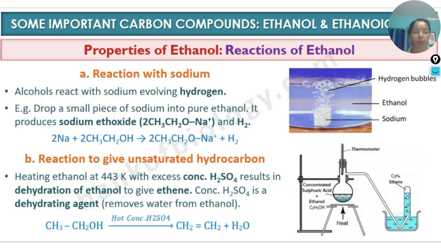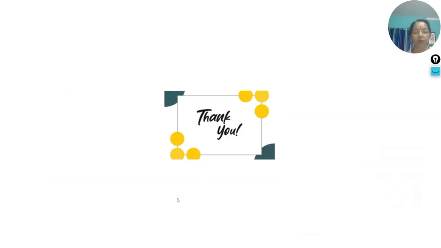So what is the role of concentrated sulfuric acid here? It is the dehydrating agent. Why the name? Because it is dehydrating ethanol to give ethene. This reaction takes place at a temperature of 443 Kelvin. So this is the second reaction of ethanol: ethanol reacts with hot concentrated sulfuric acid to give ethene. It is a dehydration reaction, and sulfuric acid is the dehydrating agent here. So those are the chemical reactions of ethanol.